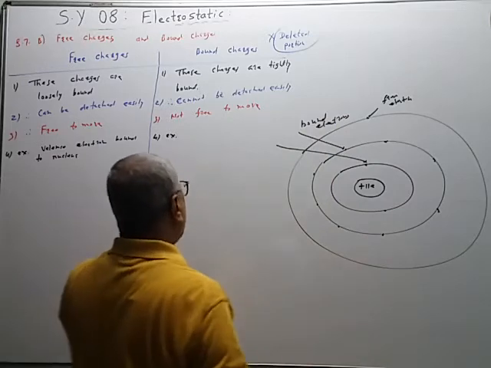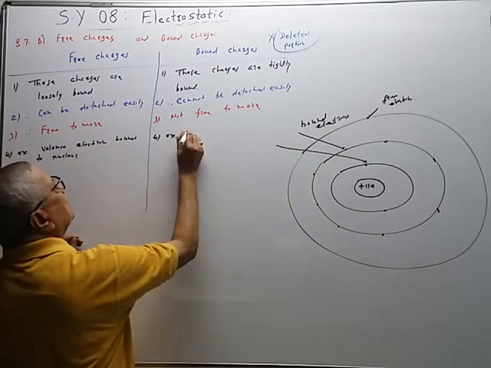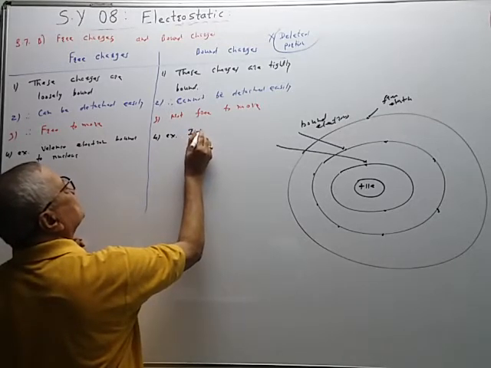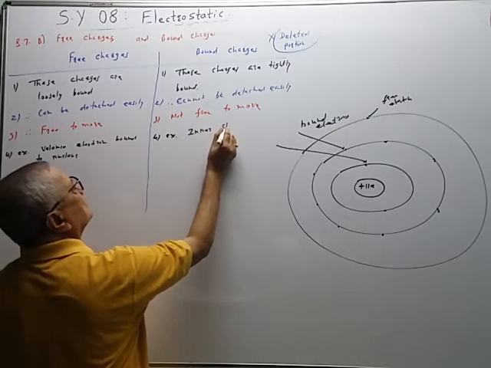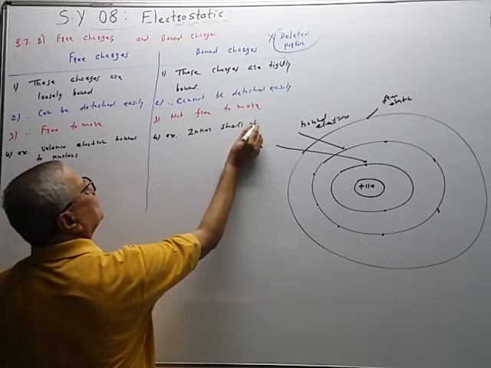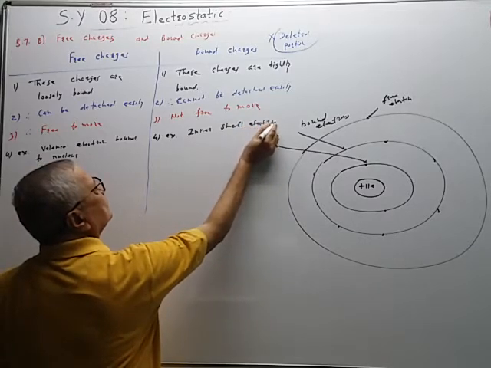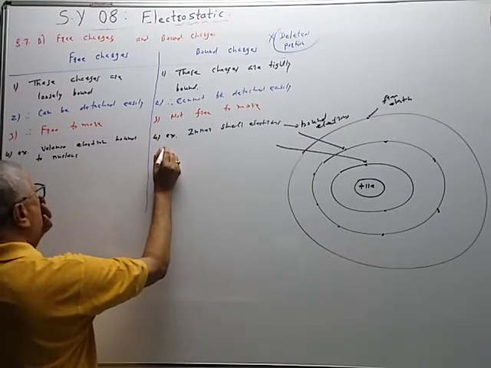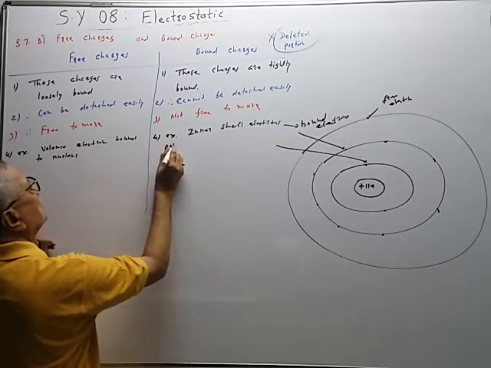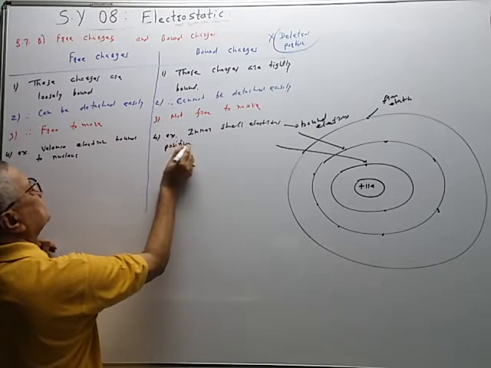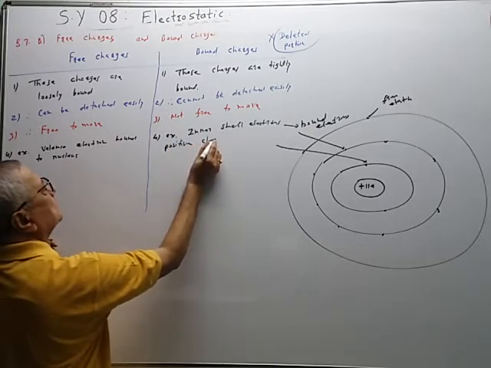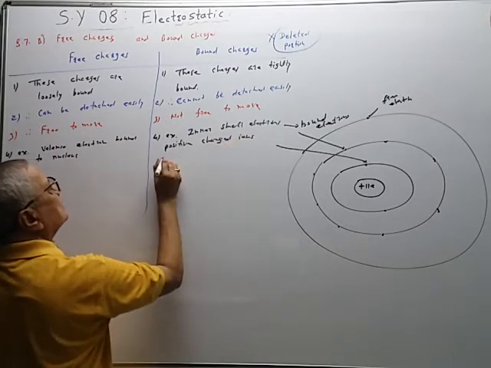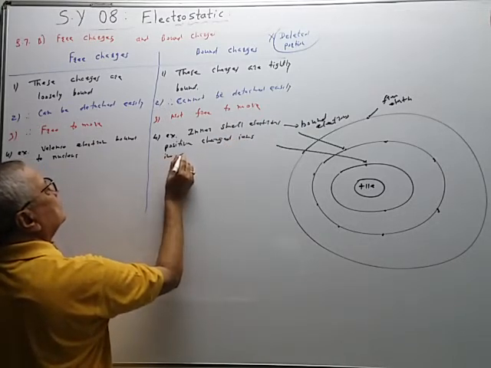Bound electrons. Example: inner shell electrons. Second example: positively charged ions in the nucleus.